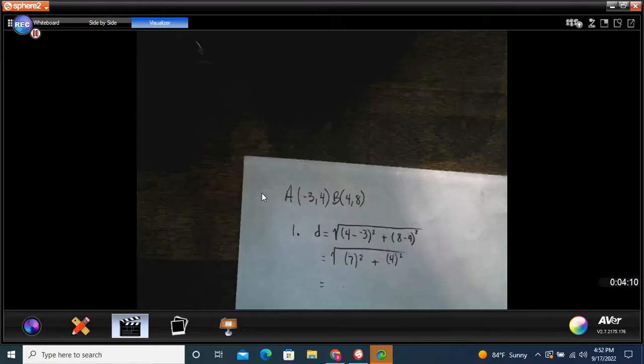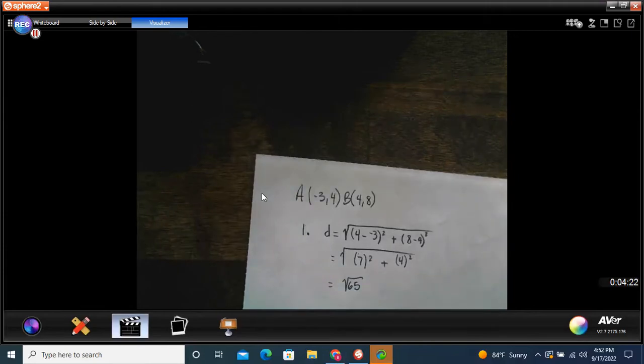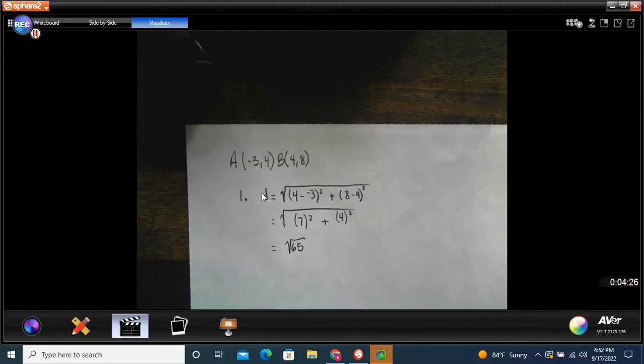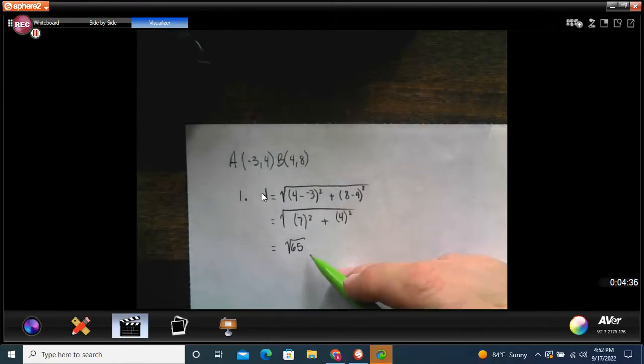And that's 49 plus 16, which is 65. The square root of 65, as I recall, does not simplify. It's divisible by 5, but it's 5 times 13, and 13's prime. So there's no two alike that I can simplify. If I could simplify that, then I would have to put a simplified answer. Okay.